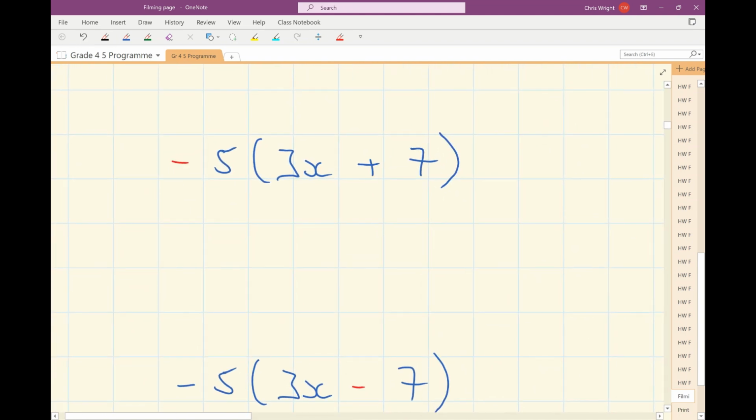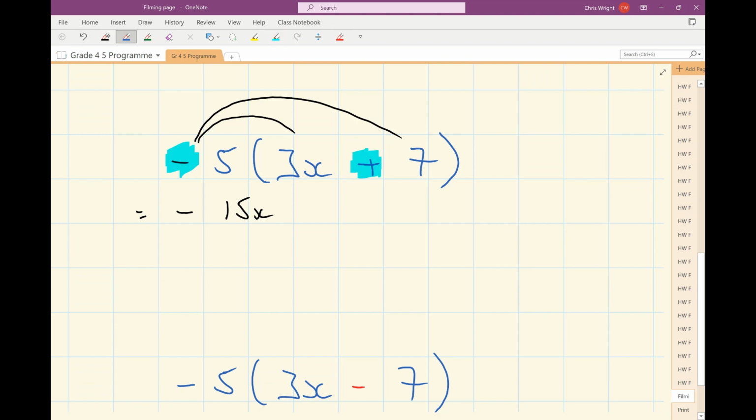Now, what about if I have a minus outside the bracket? What about if I'm doing minus 5 times the bracket? Minus 5 times 3x and minus 5 times plus 7. Well, this is what I like to do. I like to copy that minus sign and then go 5 times 3x is 15x, and then I change the sign because there's a minus outside. I don't copy down that sign, I change it. It was a plus, so it's going to become a minus, and then I go 5 times 7 is 35.